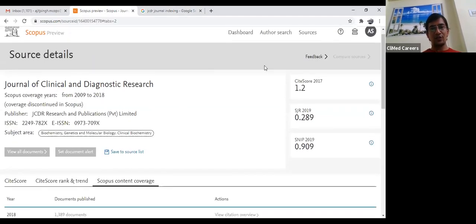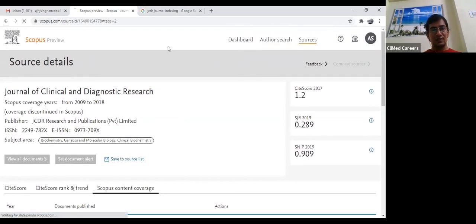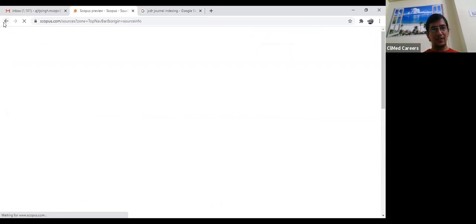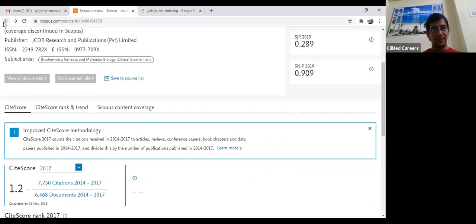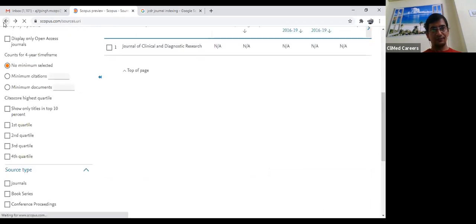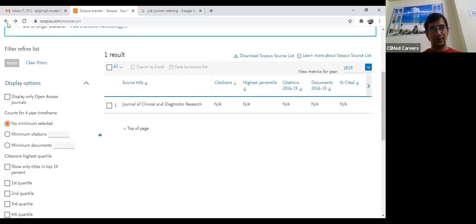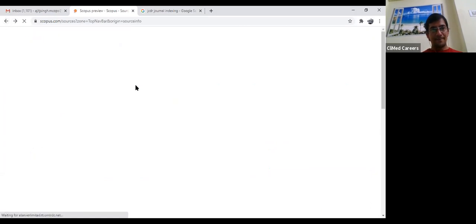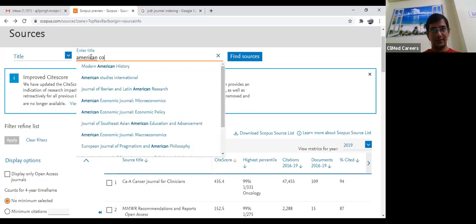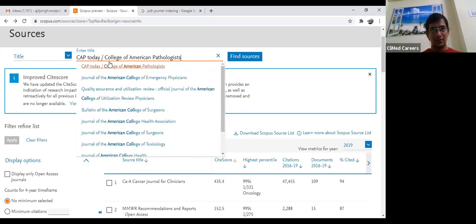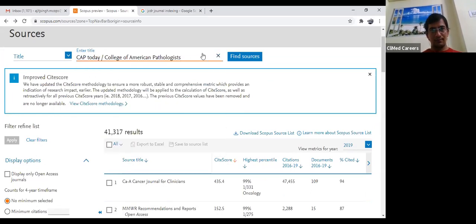So that is Scopus. Let's go back to the Journal of the American College of Cardiology, because I have to show you some more things there, how to go deeper into the things we were discussing.